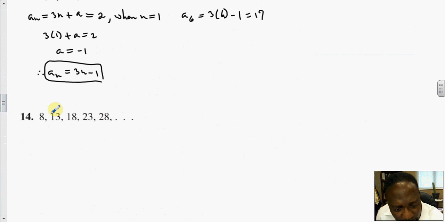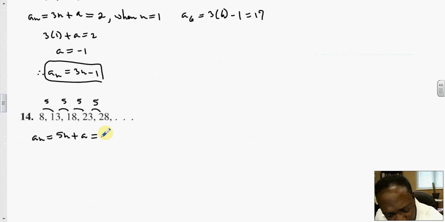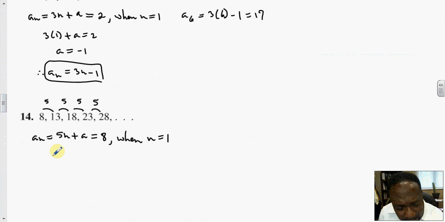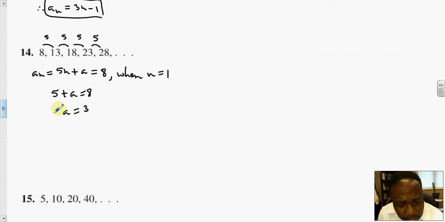Let's look at this one. Let's see if we can find the difference between 13 and the 8. So that's 5. The difference here is 5, the difference there is 5, the difference here is 5. So we use the same method from before. Here we have a sub n is equal to 5n plus some number that we have to determine, equal to that first term, 8, when n is equal to 1. So it gives us 5 plus a is equal to 8, a is equal to 3. So if that be the case, then a sub n is equal to 5n plus 3.